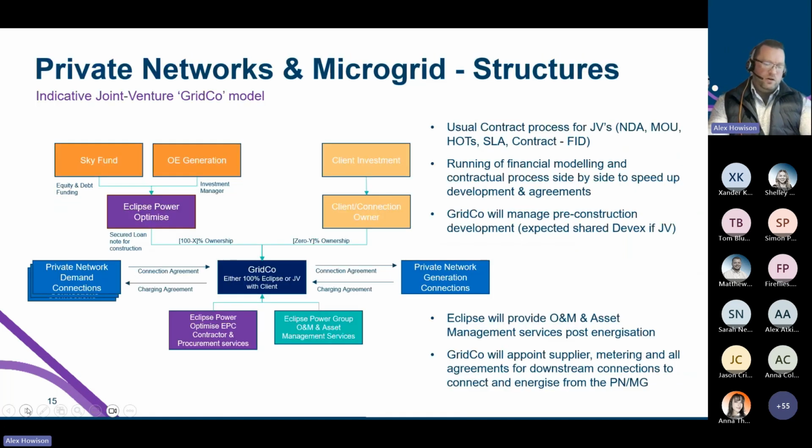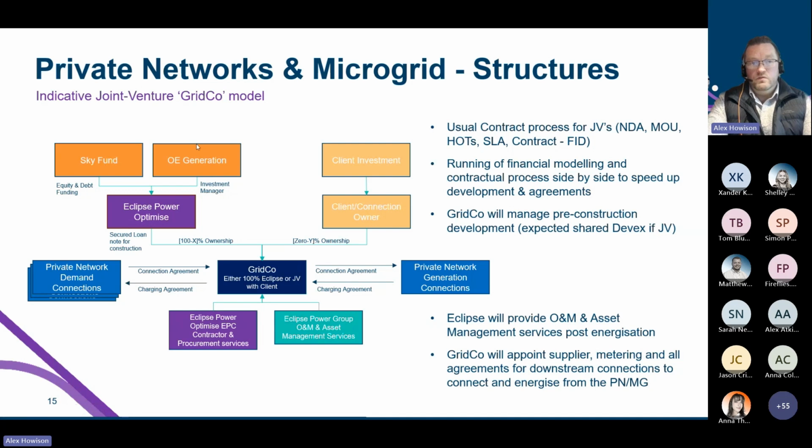I'm really conscious of time because, as those of you that know me know, I do love a ramble on. So I'm going to get through these last couple of slides as quickly as I can. They just give an indication of some of the structures that we've already looked at and are applying within existing projects that we're delivering.